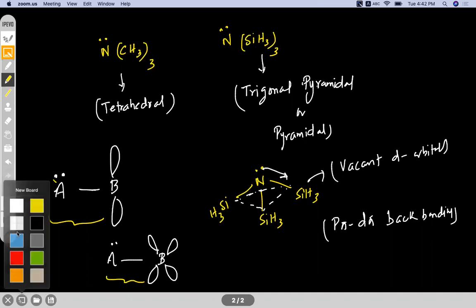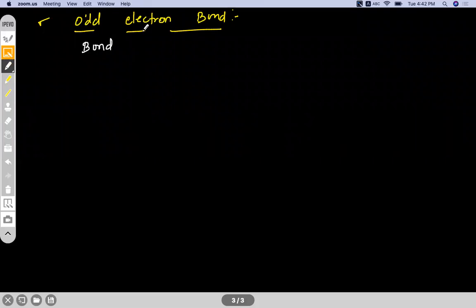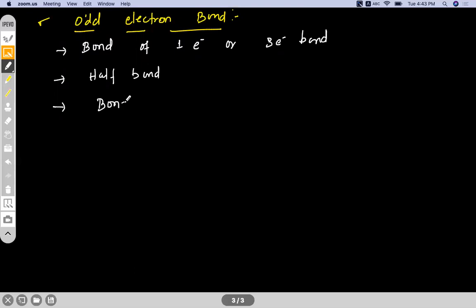Yeah. Now the last thing here is the odd electron bond. What is an odd electron bond? An odd electron bond is a bond of one electron or three electrons. This we also call a half bond. Its bond order is half, that is 0.5. Only two examples we have here, which you have to keep in mind. Okay.